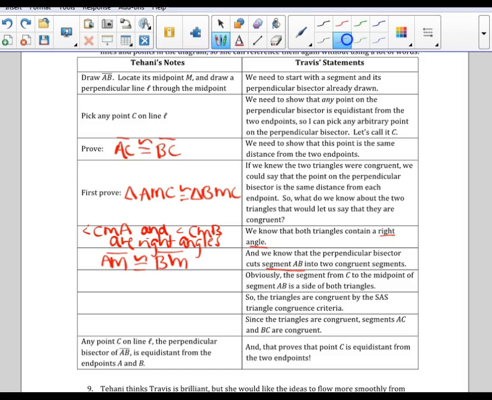So we're trying to figure out the statement for each reason. So the next statement was that the segment from C to the midpoint of segment AB is the side of both triangles. So we can say that CM is congruent to itself. And then which triangles are congruent by SAS? That would be triangle AMC would be congruent to triangle BMC. And then we know, since the triangles are congruent, we can conclude that AC will be congruent to line segment BC because they are corresponding parts. So we have just proven from our vocabulary that the points on the perpendicular bisector of a segment are equidistant from the endpoints of the segment.